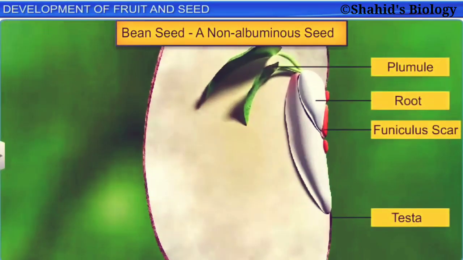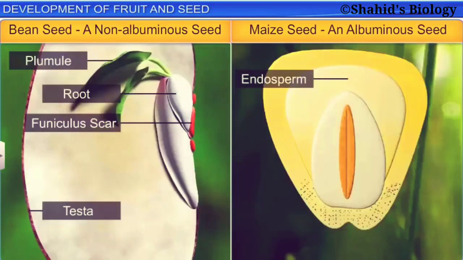Interestingly, in certain plants such as bean and pea, the developing embryo completely consumes the endosperm. Such seeds that contain no endosperm are called non-albuminous seeds. However, in wheat and maize, a residual endosperm is seen as it is not completely consumed by the embryo during the developmental stage. Such seeds are called albuminous seeds.